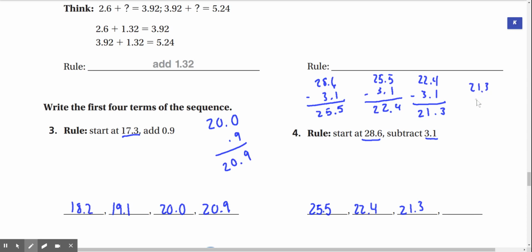The last number, 21.3 minus 3.1. 3 minus 1 is 2. Can't subtract 1 minus 3, so we're going to regroup. This is 1 and 11. 11 minus 3, that's 8. And 1 minus 0 is 1. So our last number is 18.2. This is our sequence.